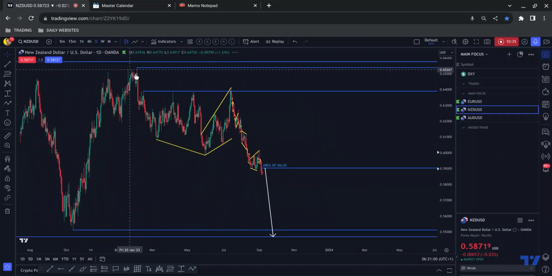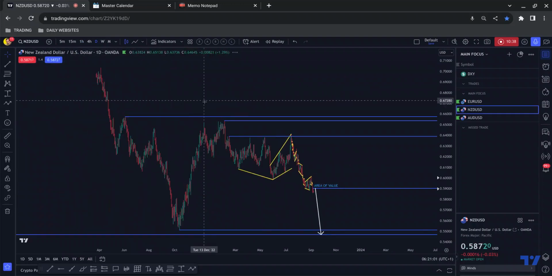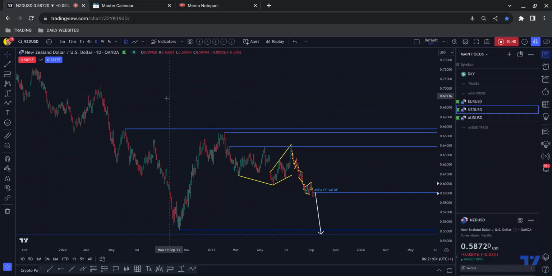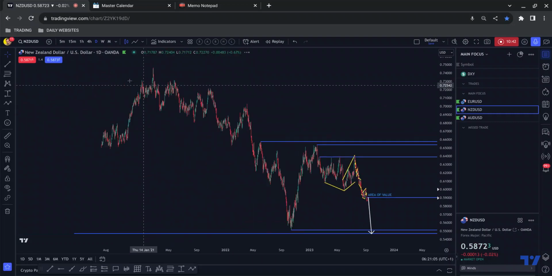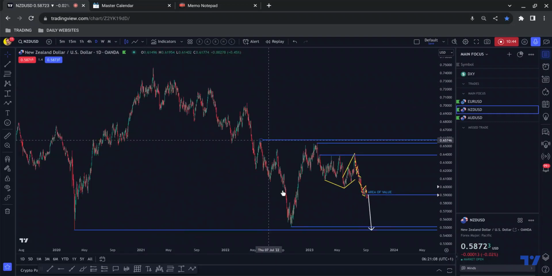On the daily chart, you can see... One of the things that stands out to me here is that if we just zoom out a little bit more, price came up to this area here. We did near miss this area, so that's a slight negative. However, we also have a near miss down here.